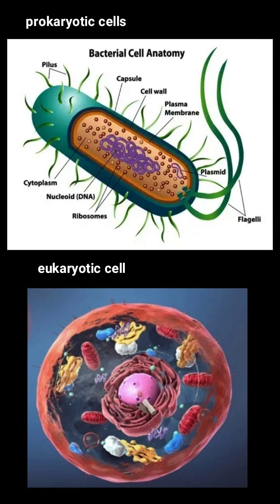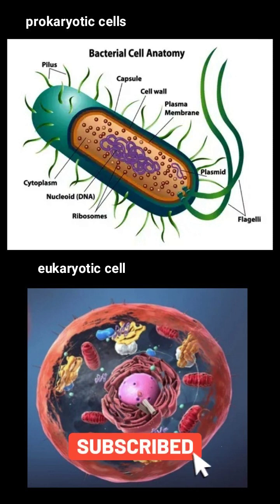Another major difference is the presence of membrane-bound organelles. Eukaryotic cells have a variety of membrane-bound organelles that perform specific functions within the cell, such as mitochondria for energy production and lysosomes for waste removal. Prokaryotic cells do not have these organelles, and instead rely on specialized regions of the cytoplasm to perform these functions.